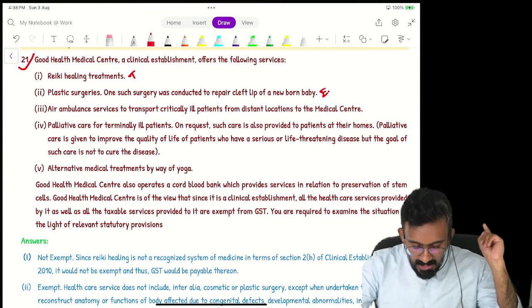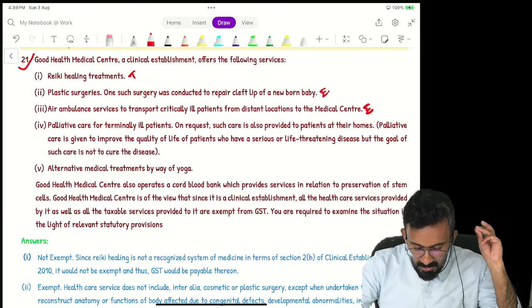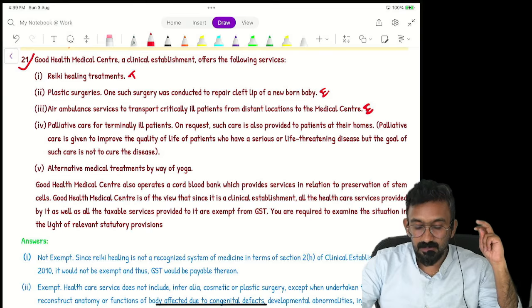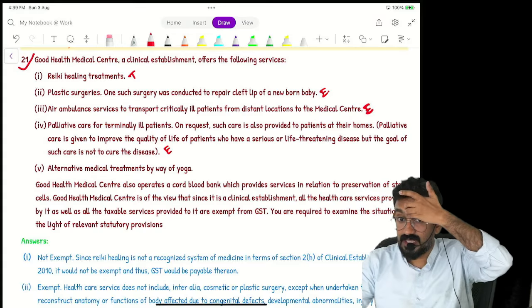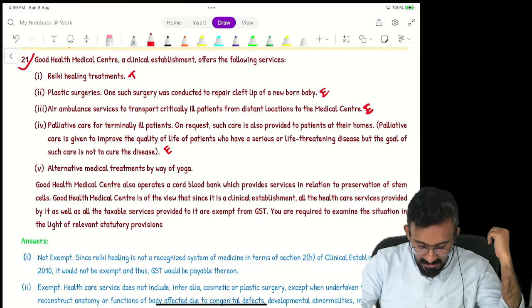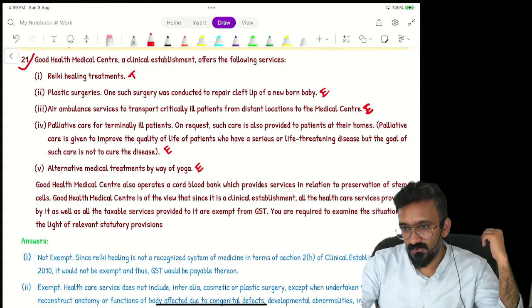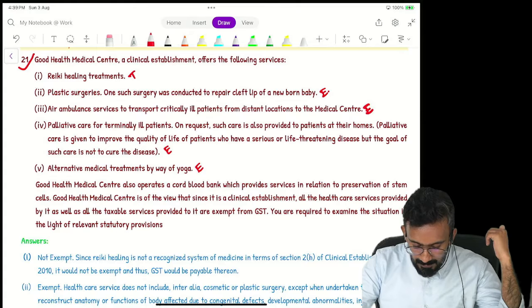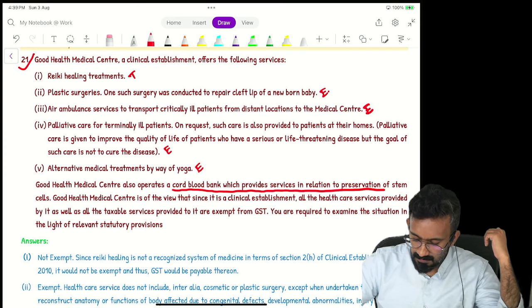Next. Air ambulance services to transport critically ill patients from distant location to medical center. Exempt. Ambulance. Palliative care center for terminally ill patient. Exempt. Care center is also healthcare. We have just done the example, right. Alternate medical treatment like yoga. Exempt. Ayush. Why for yoga? Good Health Medical Center also operates cord blood bank for preservation of stem cells. Now it is withdrawn. It is taxable.